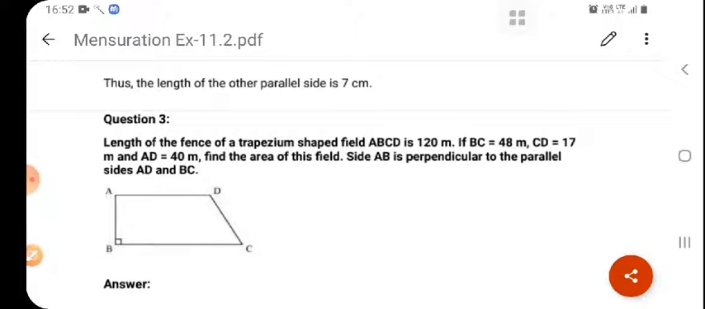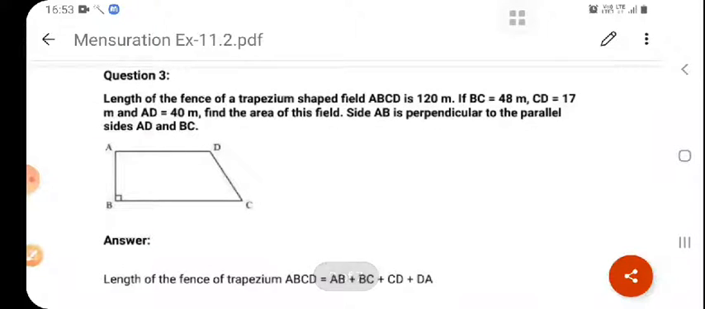So this trapezium is given in the form of a fence, which is ABCD. BC here is 48, CD is 17 and AD is 40 meter. We are given that AB is perpendicular to the parallel sides AD and BC, so AB is the height of this trapezium. First we will find the height of the trapezium and then we will get the values.